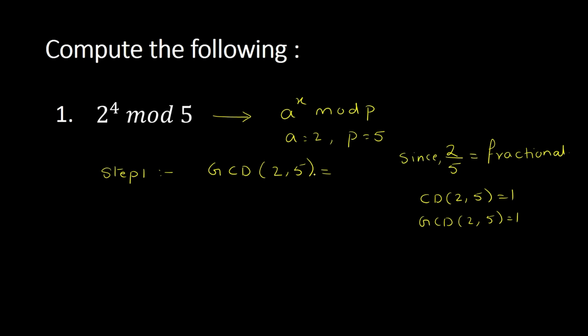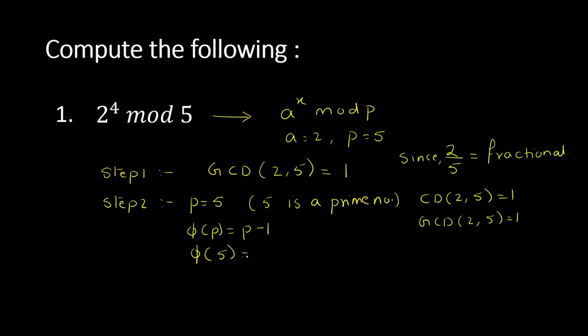Since GCD of 2 and 5 is 1, we can then go to step 2. In step 2, you have to identify if p is prime or composite or power of prime number. In this given question, p is 5 and 5 is a prime number. So since it is a prime number, we can now compute the Euler totient of the prime number p by using formula p minus 1. So Euler totient of 5 is given as 5 minus 1, that is equal to 4.